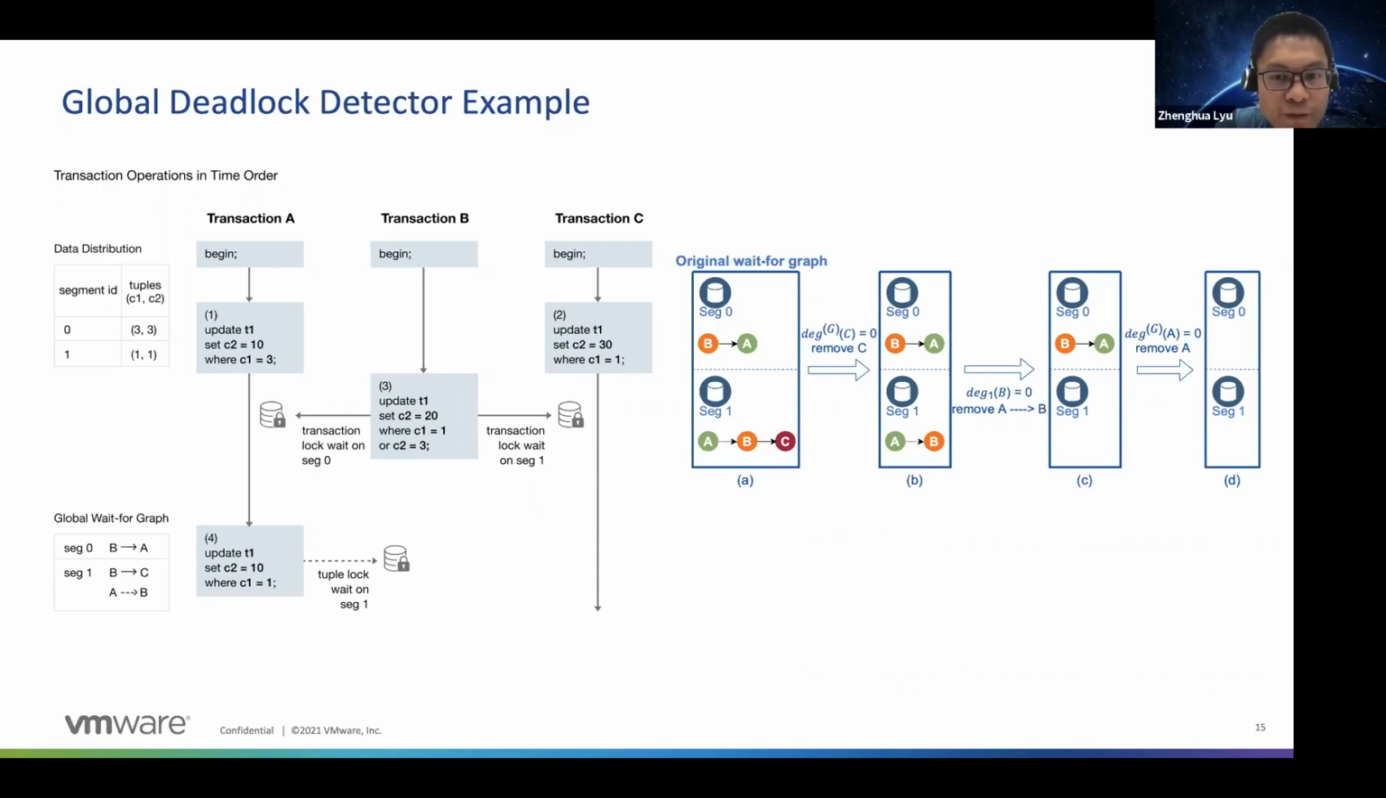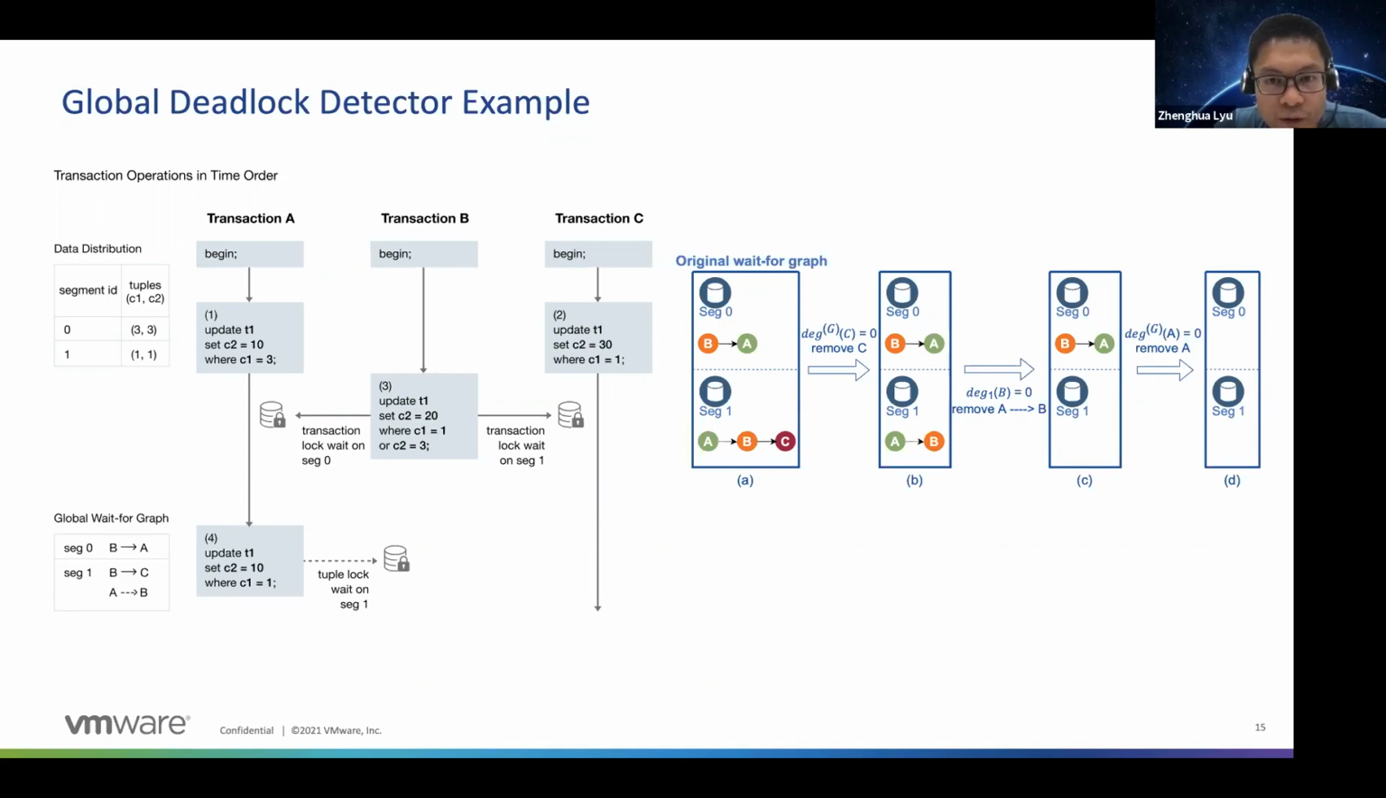Beginning from step A, we have a global wait-for graph. On segment 0, there is only one wait-for relation: transaction B waits for transaction A, and it is a solid edge. On segment 1, there are 2 wait-for edges. Transaction A is waiting for transaction B, which is a dotted edge, and transaction B is waiting for transaction C, which is a solid edge.